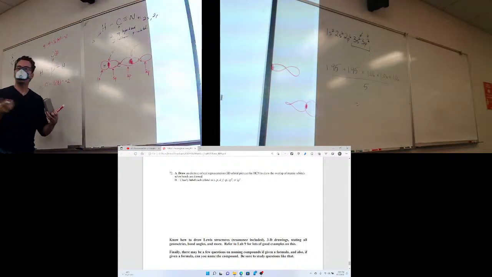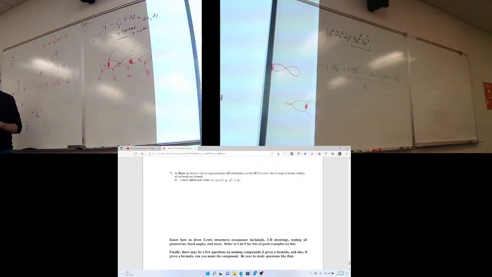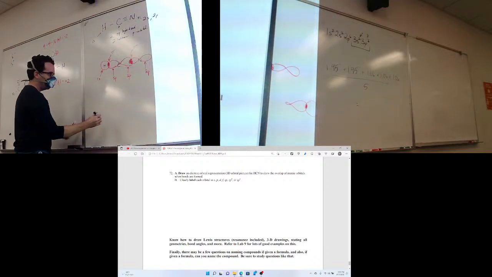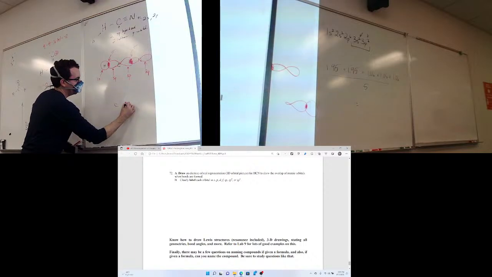Right? Because carbon comes with an s and 3 p's. The s and one of the p's mixed together, so I have 2 leftover p's. And so they're going to be oriented this way and this way. So I'm going to draw them down here, just separately.